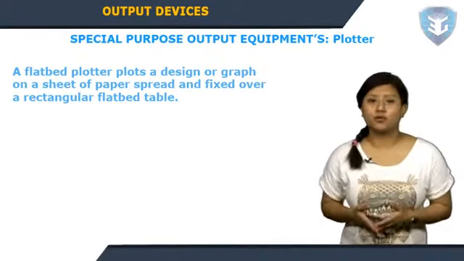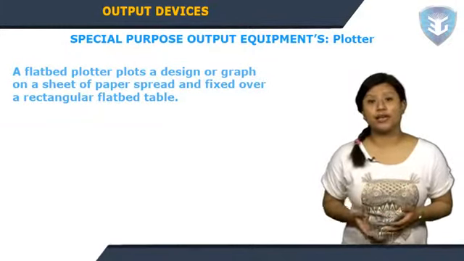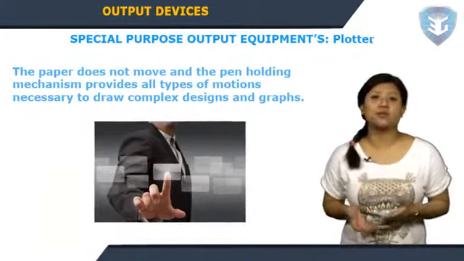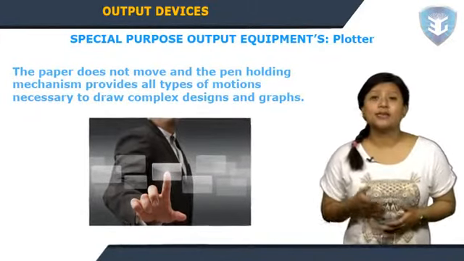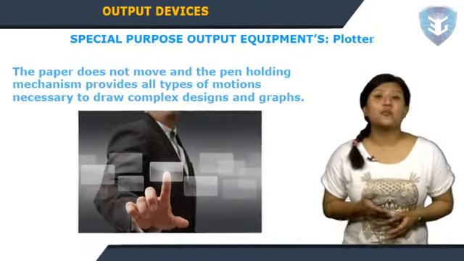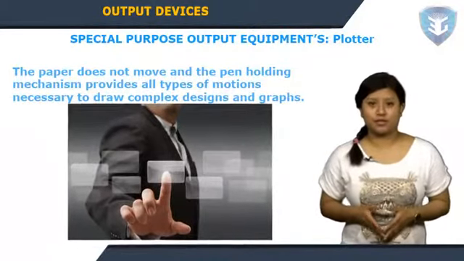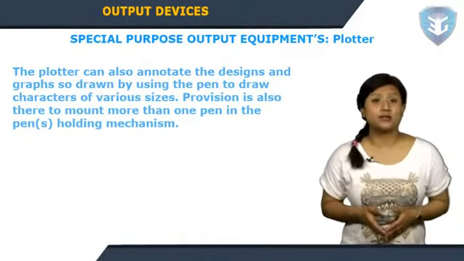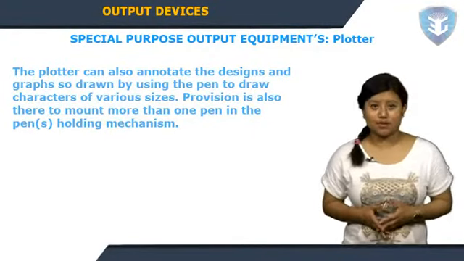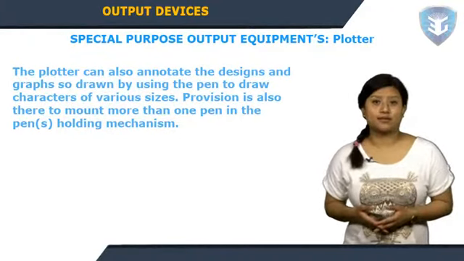A flatbed plotter plots a design or a graph on a sheet of paper spread and fixed over a rectangular flatbed table. In this type of plotter, normally the paper does not move and the pen holding mechanism provides all types of motions necessary to draw complex designs and graphs. That is under computer control, the pen moves in the required manner to draw designs and graphs on the sheet placed on the flatbed table. The plotter can also annotate the designs and graphs so drawn by using the pen to draw characters of various sizes. Provision is also there to mount more than one pen in the pen holding mechanism.